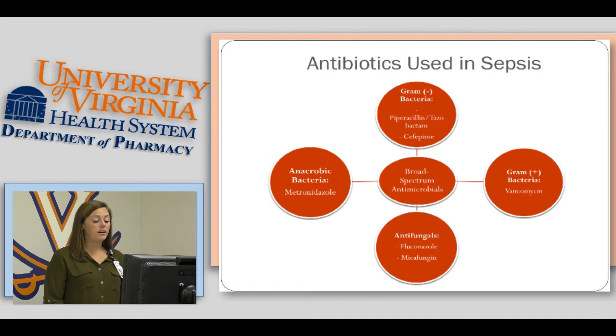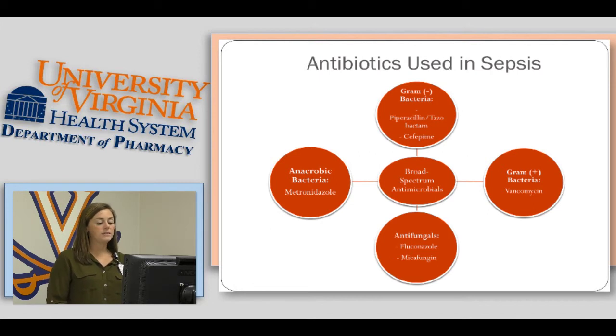Gram-negative bacteria are very virulent and will cause mortality the fastest in patients with sepsis. And antibiotics that cover gram-negative bacteria frequently that are used in sepsis are piperacillin tazobactam, which is Zosyn, and cefepime. Those are very broad spectrum antibiotics that cover a large amount of gram-negative bacteria that can frequently cause sepsis. And then gram-positive bacteria can also cause sepsis, and vancomycin covers almost all of the main gram-positive bacteria that we are concerned about in sepsis.